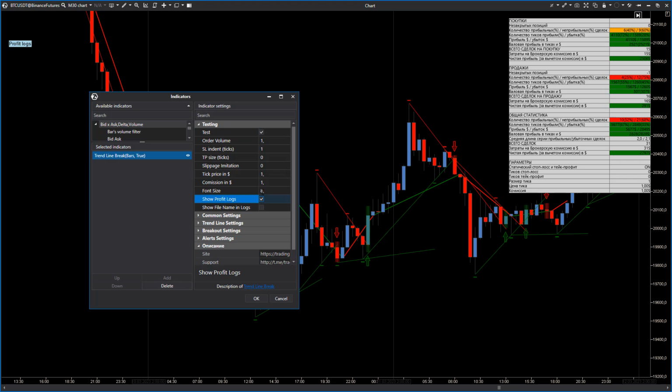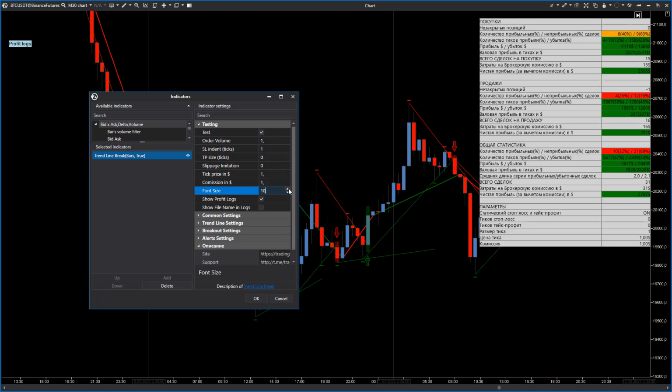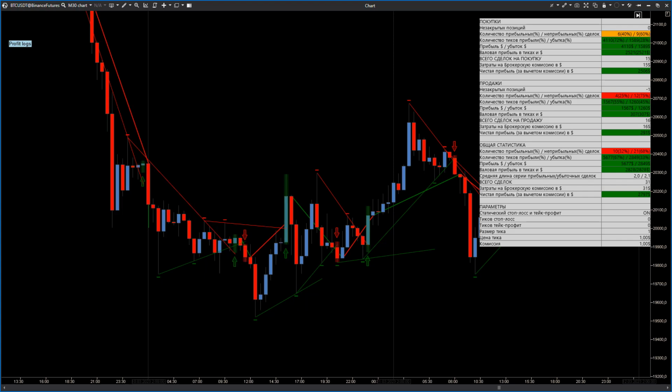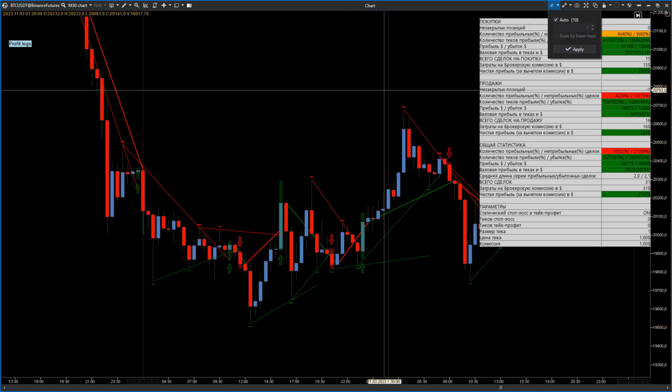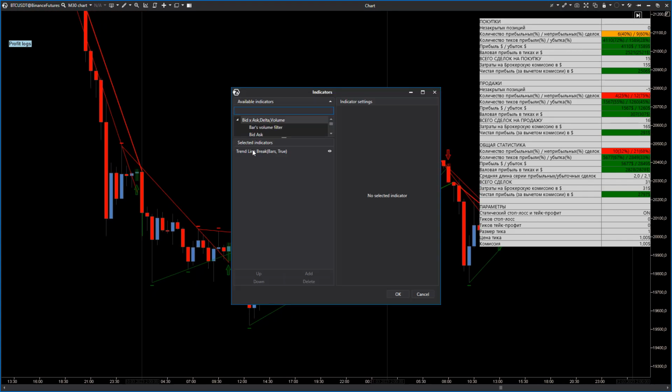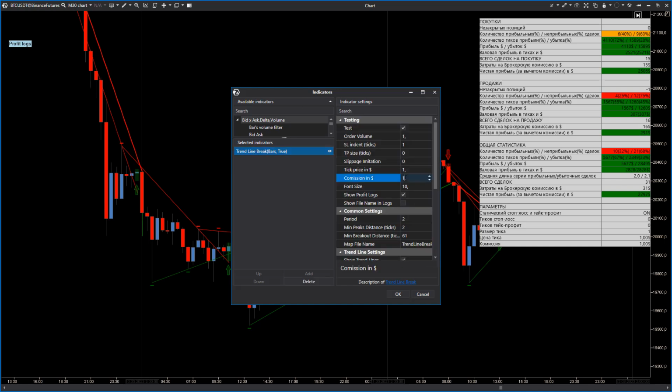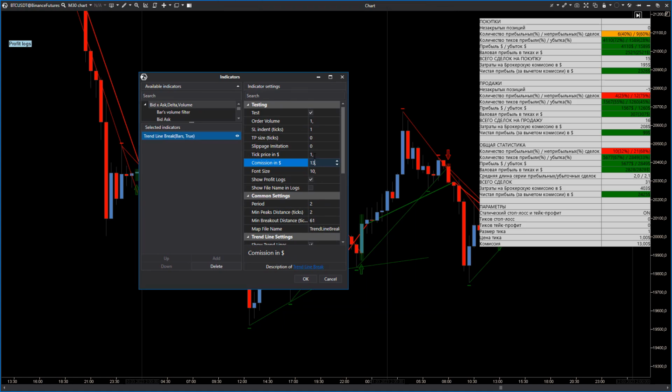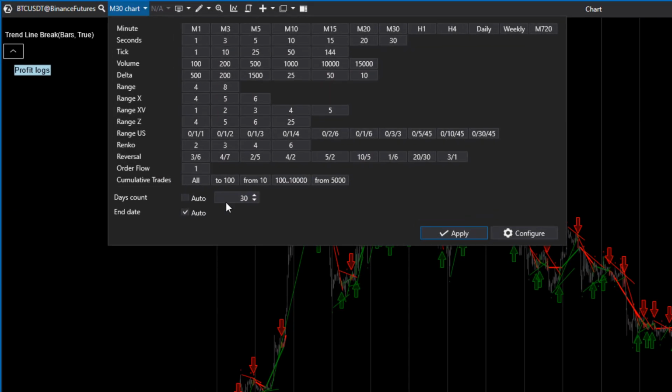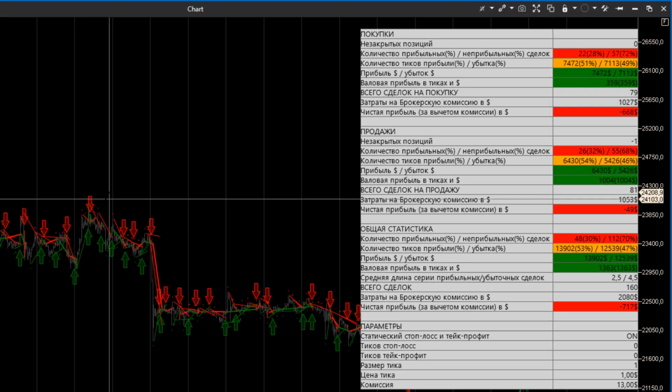In the tester settings, you can increase the background of the statistics window. The statistics window has all the necessary information for evaluation. I set a commission of $13 for trading market orders. This is the approximate commission per circle at the moment on Binance Futures. We uploaded 50 days of history and received 160 deals. That's enough for a start. It comes out about 3 deals a day.